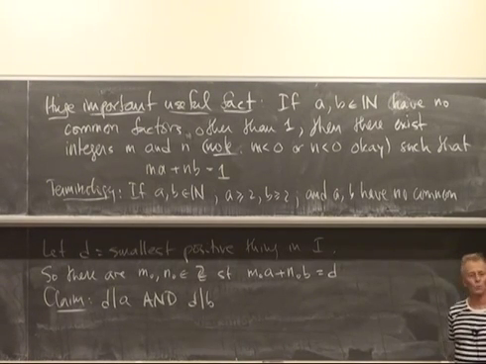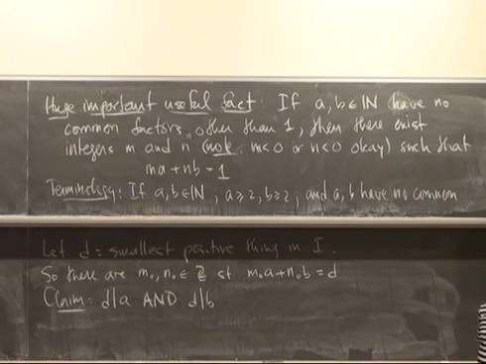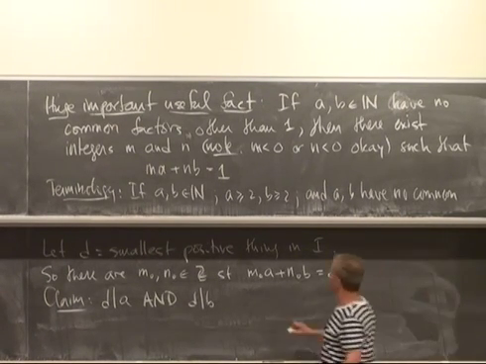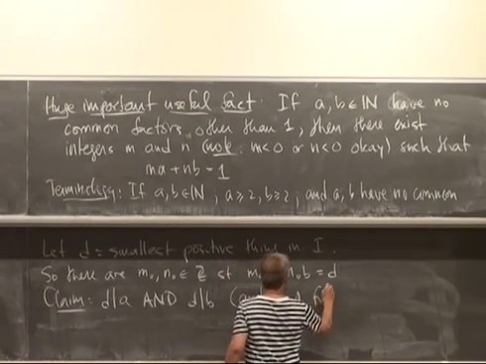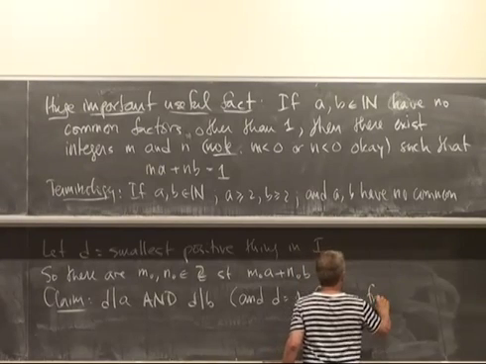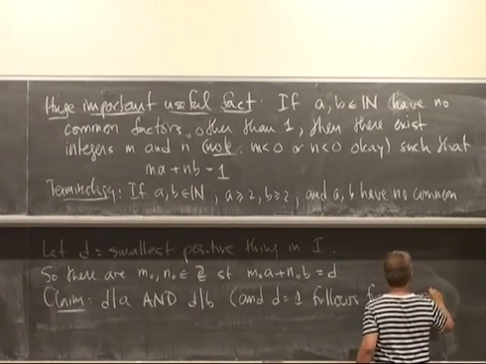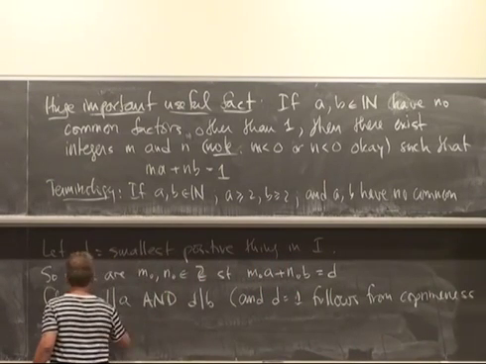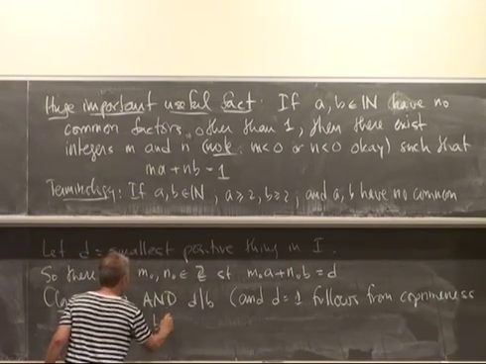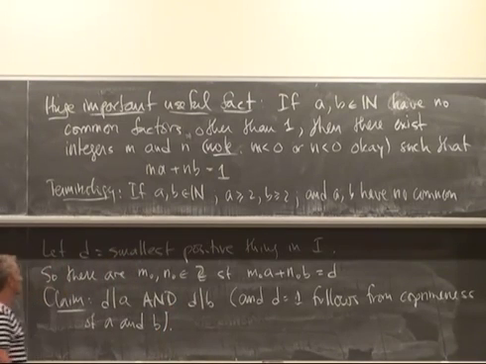D is 1. Right. Who said that, Brian? Yeah. D is 1 because A and B have no positive divisors other than 1, from which it follows from coprimeness of A and B. Okay, so why does D divide A and why does D divide B?